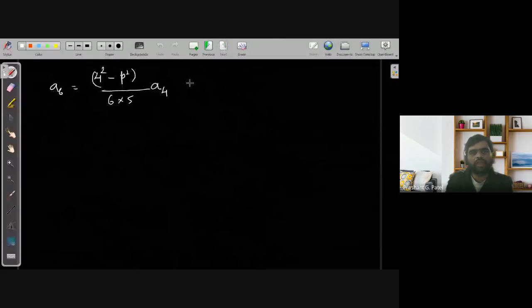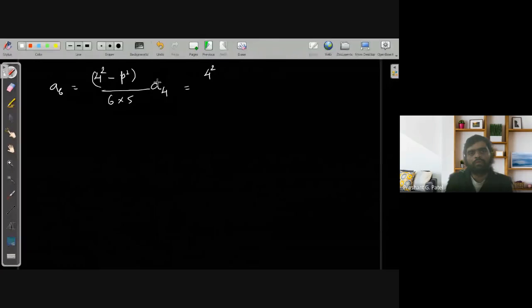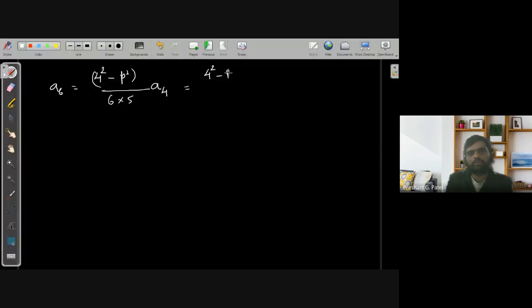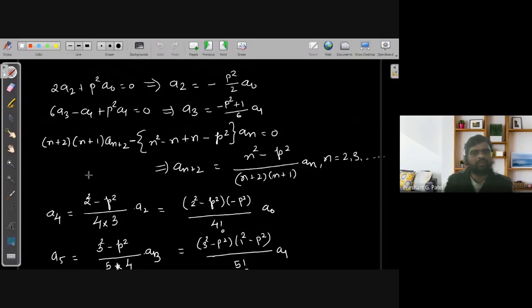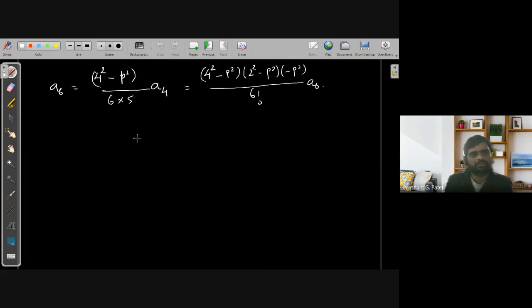Hence, we can have this is (4 square minus p square) into (2 square minus p square) into (minus p square) upon 6 factorial into a0. Same way you have a7, and similarly, what is the pattern you can see from this a2, a3, a4, a5, a6? So similarly we have in general.